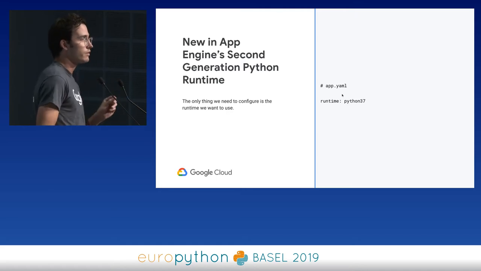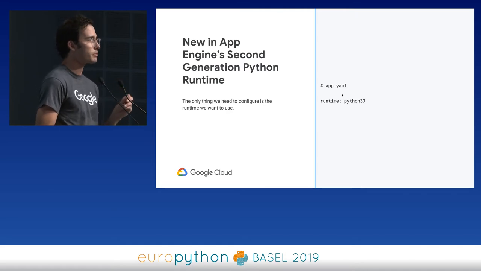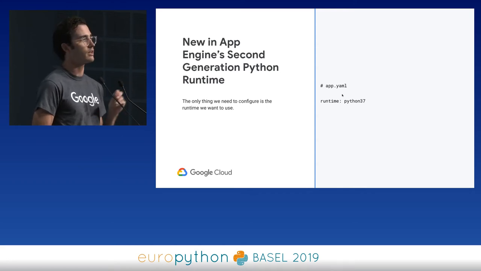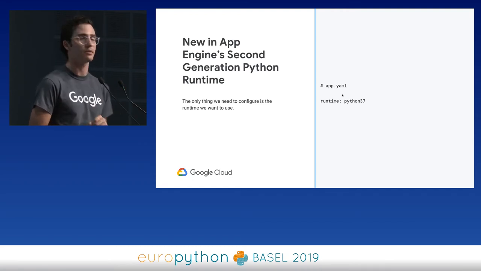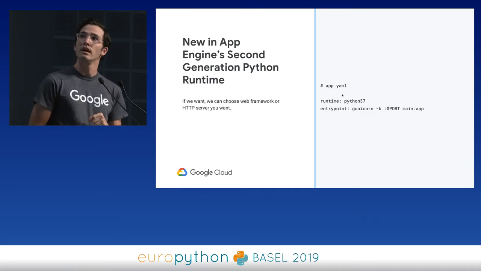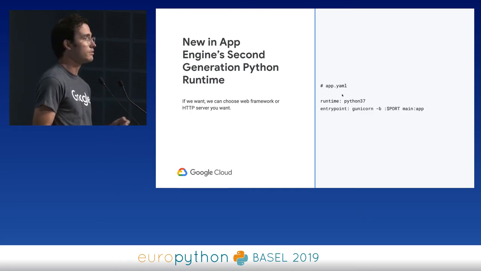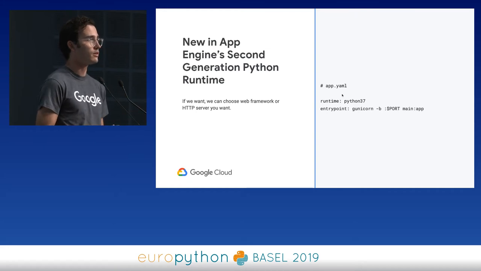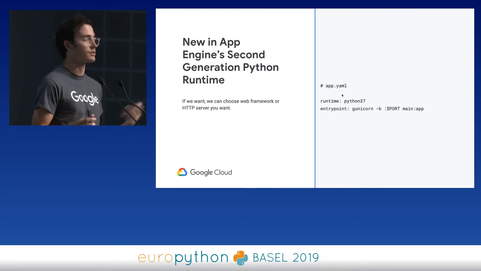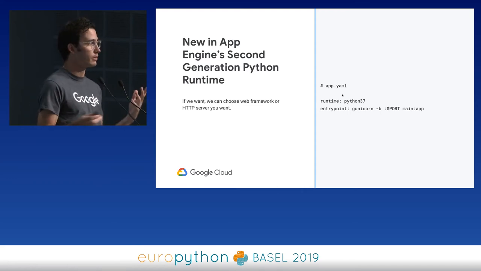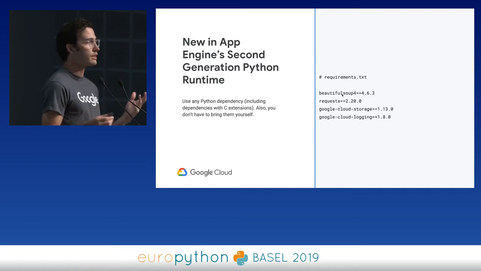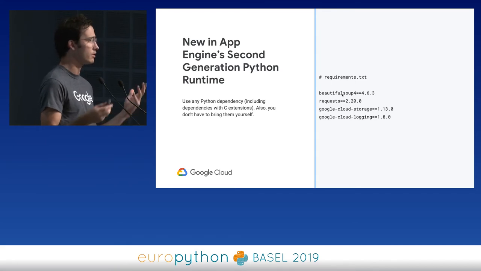So there is one thing you have to configure with App Engine. Like I said, the original runtime was Python 2, and that's the default, unfortunately, right now. If you want to use Python 3, you have to tell us you want to use the Python 3 runtime. So there's one line in app.yaml to say runtime python37. If you want, you can do more customization. If you didn't want to use Gunicorn, which is what we use by default for the HTTP server, you can use anything you want. Really, any command that you want, you can kick off and run as your entry point into your web application. And again, just like Cloud Functions, idiomatic requirements. So you can specify these the same way that you do on Heroku or anywhere else.